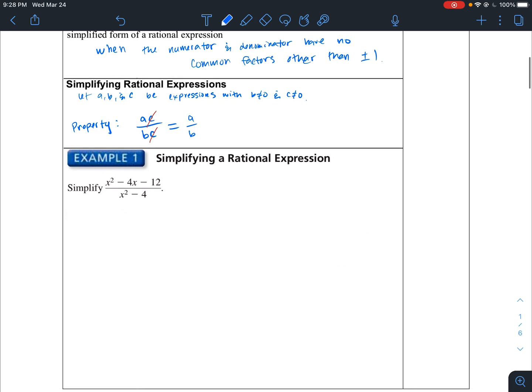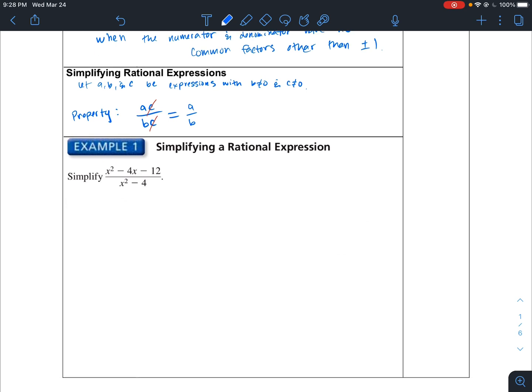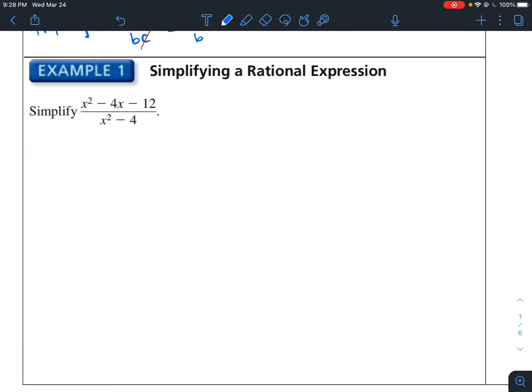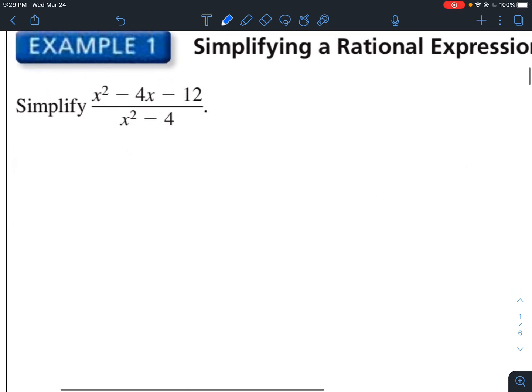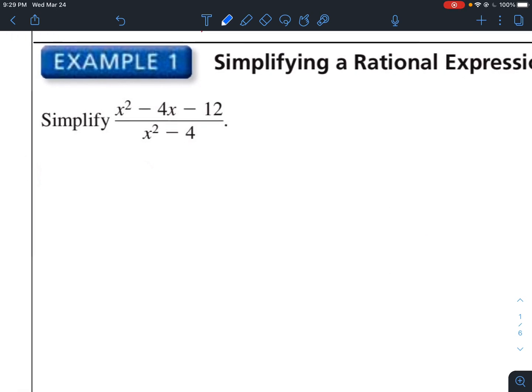Okay, so let's look at this rational expression right here. We have two polynomials on both the numerator and the denominator. Now we need to find common factors in both the numerator and denominator. Hopefully you guys are still pretty well versed in factoring. So we need to factor both the numerator and the denominator here. On the numerator, this is a polynomial of degree 2, so it's a quadratic with a leading coefficient of 1.